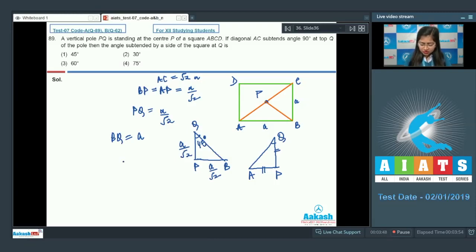Now, in the triangle BCQ, right? In the triangle BCQ, we know that side BC is A, and we have just found out that BQ is equal to A, and due to symmetry, CQ will also be equal to A. So, we found here that BCQ triangle is an equilateral triangle. So, the angle subtended by the side BC at Q is 60 degrees, right? Therefore, the correct answer will be option number 3.